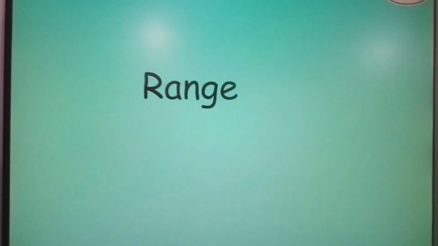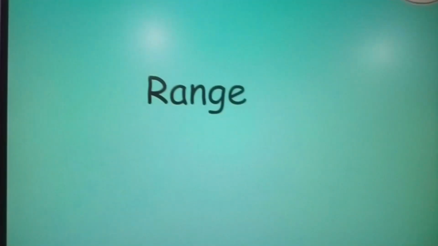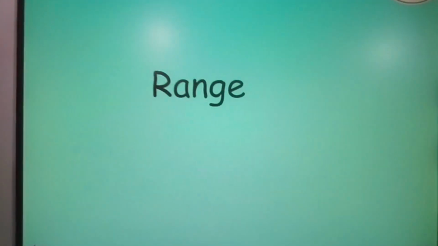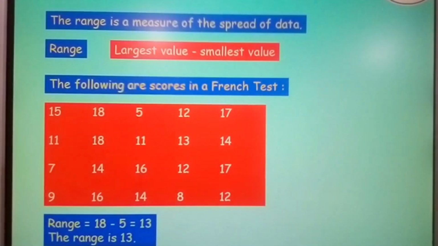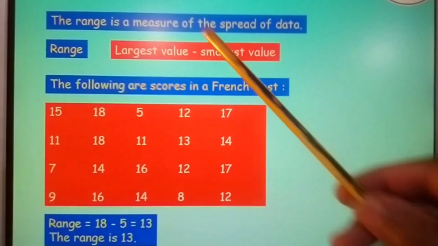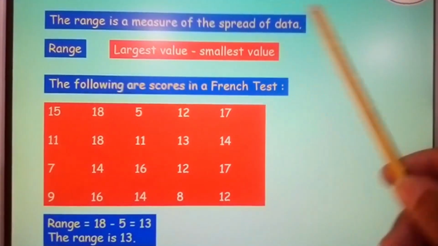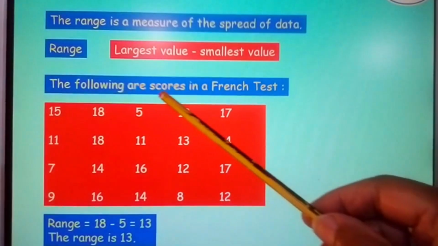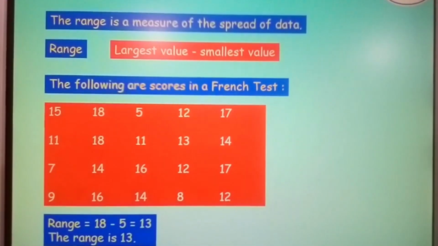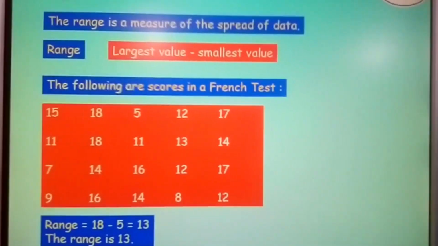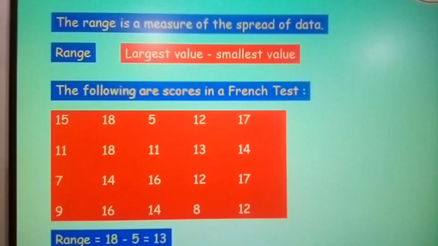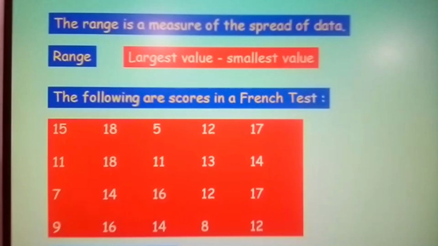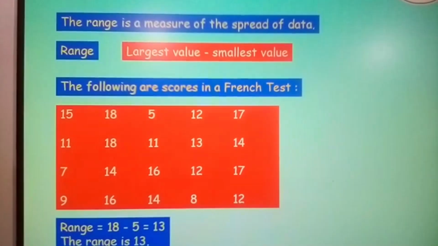Range. The range is a measure of the spread of data. Range, largest value to smallest value. The following are scores in a French test. Okay, so bear in mind that you have the scores here now. Write them out for me and put them into their relevant order.